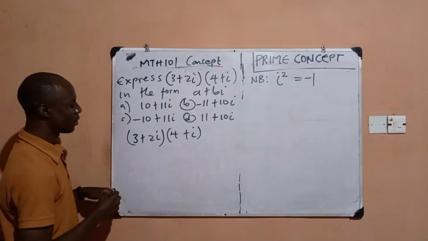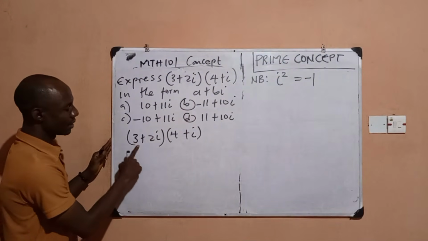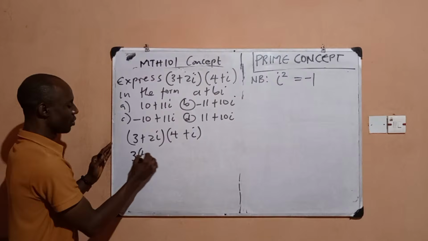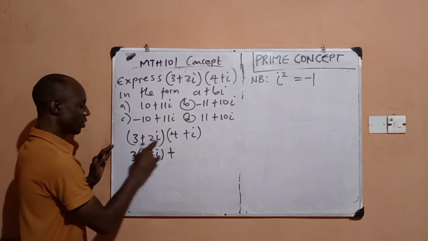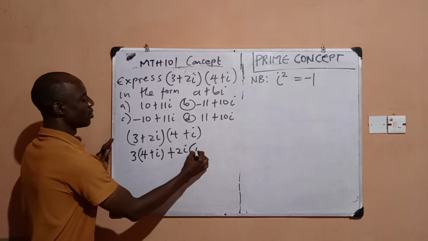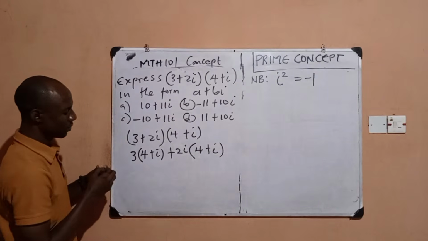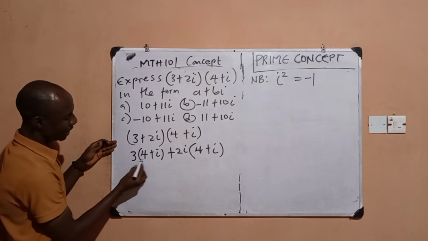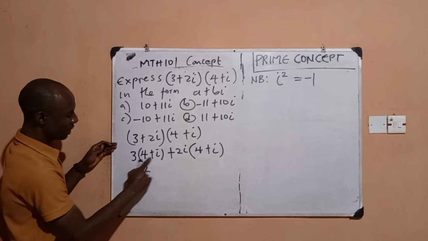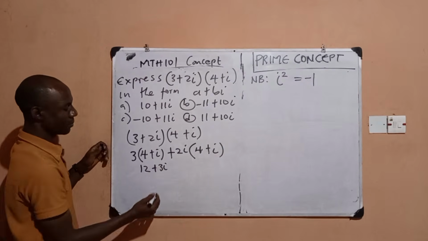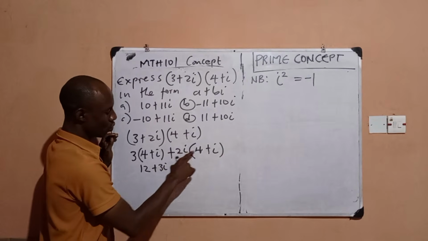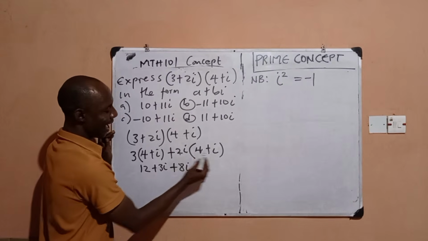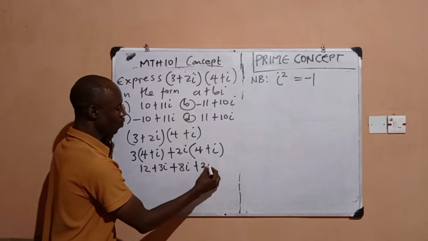Now, when you want to expand, what you're going to do is to distribute. So I'm going to have 3 distributing over 4 plus i, then plus 2i distributing into 4 plus i. I've used 3 to distribute, I've used 2i to distribute, right? Yes. 3 times 4 is 12. 3 times i is plus 3i. 2i times 4 is plus 8i. 2i times i is plus what? 2i squared.